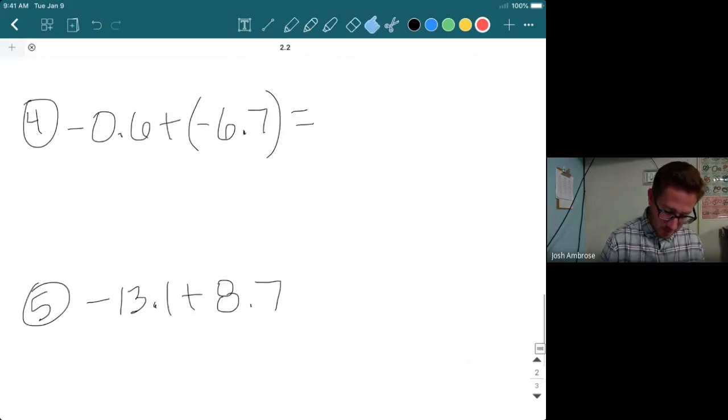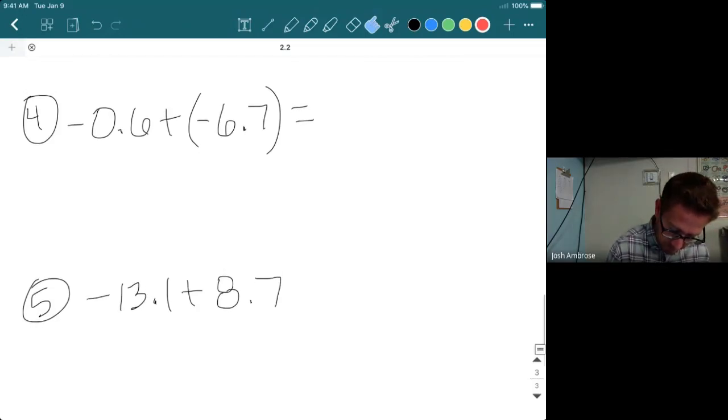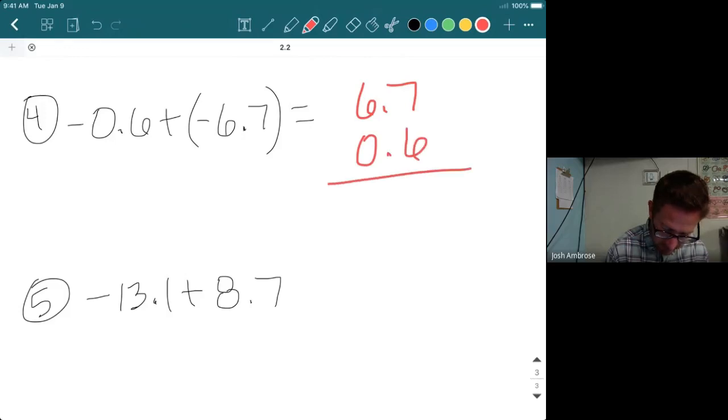Let's flow down here into number 4 with decimals. All right, we do need to notice they are both negative, so our answer will be a negative. That's great. And let's rewrite this, okay? Just to line up those decimals in the proper way. Okay, we have, let's see, there we go. 6.7, 0.6, just to keep things totally lined up here.